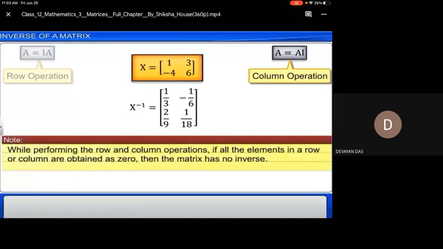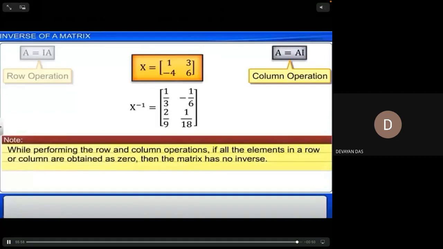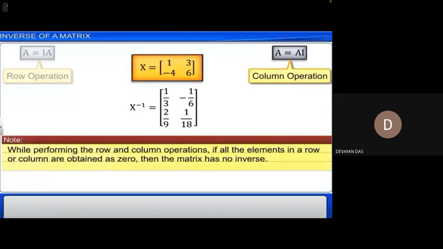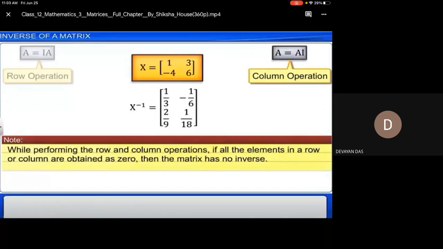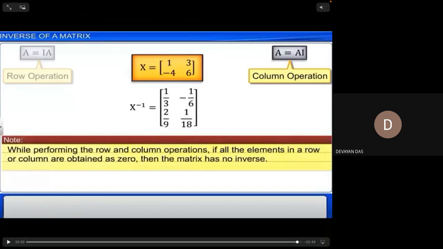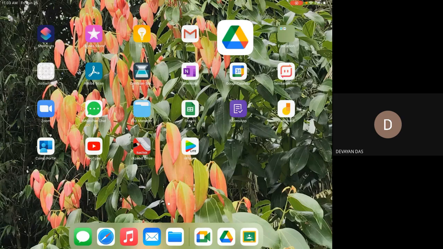So what is the main note point you need to make here? While performing row and column operations, if all the elements in a row or column become 0, then the matrix has no inverse. I will explain a 3 by 3 matrix in the next class so that it is an easy task for you to understand. By taking the 3 by 3 matrix, I am going to explain very clearly tomorrow in the class.